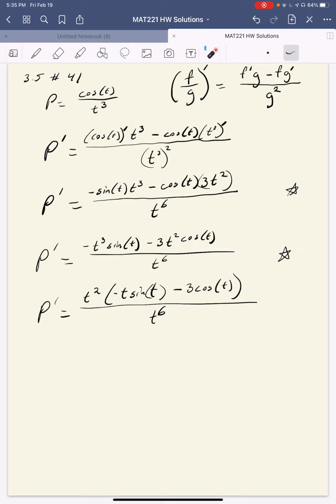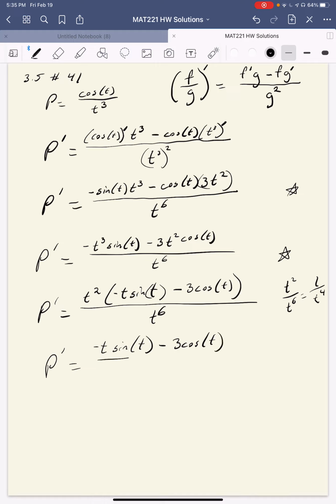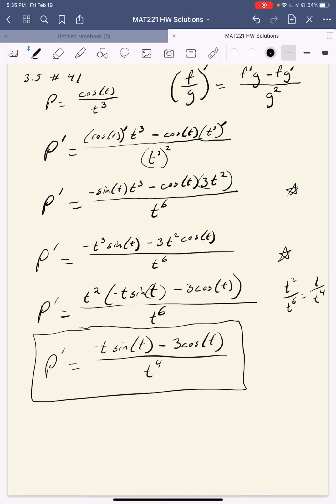And then I can simplify this because t squared over t to the sixth is really just 1 over t to the fourth, if you remember your rules of exponents. And so then I can write that p prime is going to leave me with negative t sine t minus 3 cosine t in my numerator divided by t to the fourth power in my denominator. And that is my final simplified version of the derivative of p. All right.